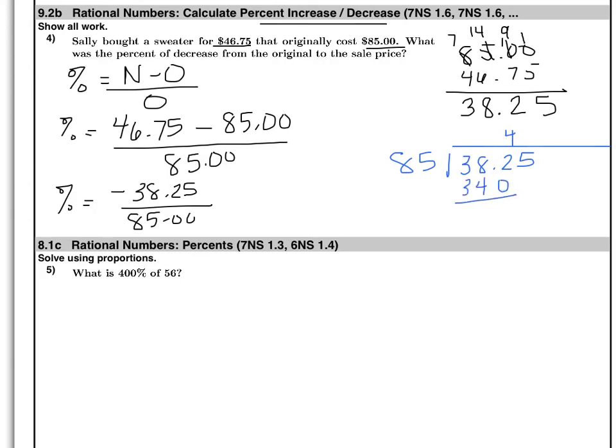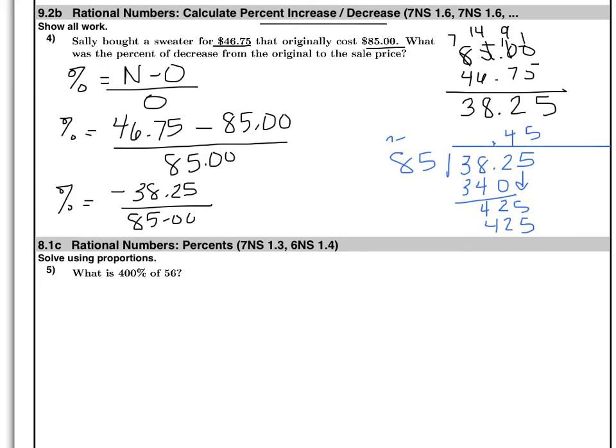And when I subtract, don't forget I have this decimal up here. When I subtract, I get 42. So I'm going to bring down that 5. And 85 goes into 425 5 times. 5 times 5 is 25. Carry my 2. 5 times 8 is 40, plus 2 is 42. So my answer is 0.45.